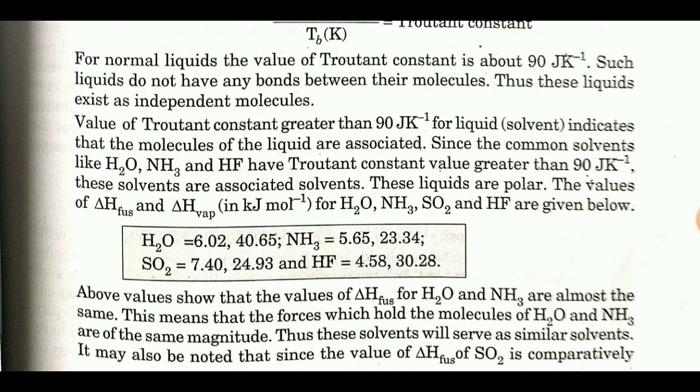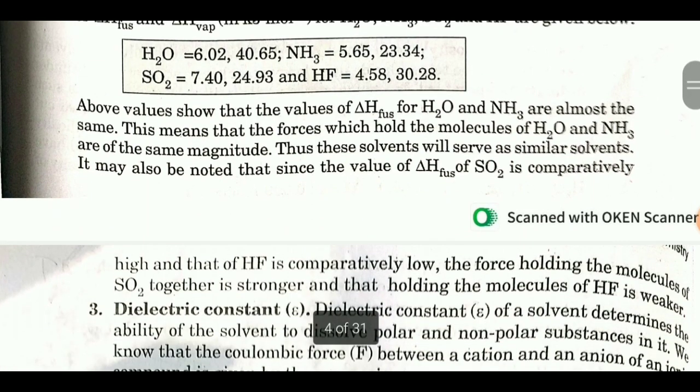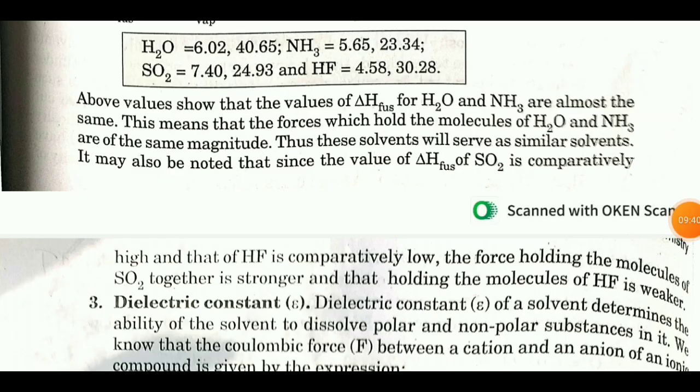These liquids are polar. The values of delta H fusion and delta H vaporization in kilojoule per mole for H2O, NH3, SO2 and HF are given below. H2O 6.02 and 40.65, NH3 5.65 and 23.34, SO2 7.40 and 24.93, and HF 4.58 and 30.28. The above values show that the values of delta H fusion for H2O and NH3 are almost the same. This means that the forces which hold the molecules of H2O and NH3 are of the same magnitude. Thus, these solvents will serve as similar solvents.